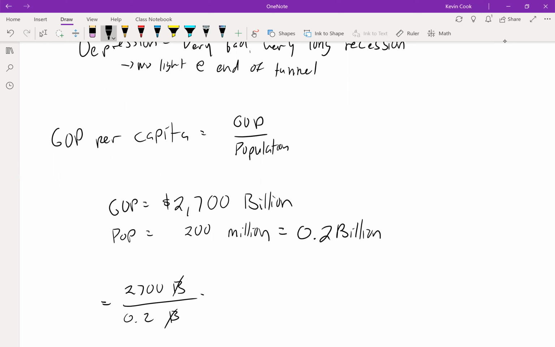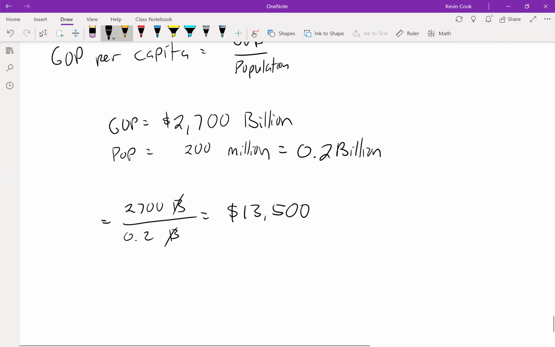These billions will cancel out. So 27 over 0.2 is 27 times 5. And that comes out to $13,500. And this is telling us that the average person in this country makes $13,500.